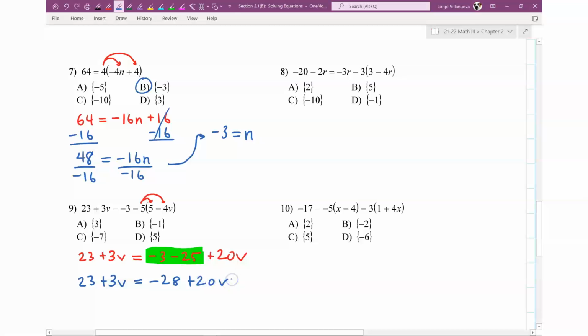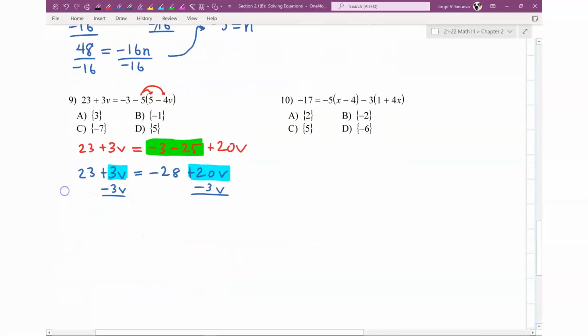plus 20v. And now I notice that I have the letter V on both sides, right? I have a 3v here, a positive 20v there. Which one is smaller? Well, the 3. So I'm going to move the 3 over, just to keep numbers positive. Because if I move the 20 over, then 3 minus 20 is a -17. So then my numbers become negative, right? I'd rather keep them positive. So, all right, this will cancel. 23 equals -28 plus 17v.